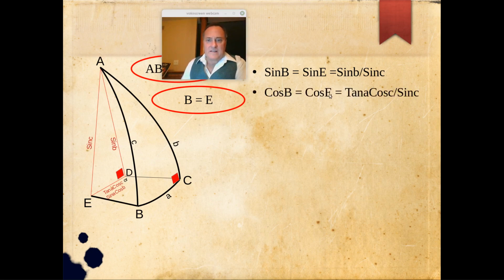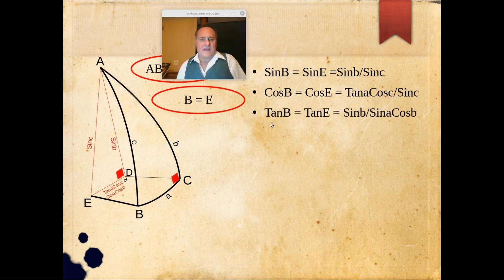And we get that the cosine of B must be equal to the cosine of E, since B and E are the same, it says right here. And so to find the cosine of E, we take the base over the hypotenuse. And since the hypotenuse here is couched in terms of C, we choose this formula, tangent A cosine C, because it too is couched in terms of C. And so tangent A cosine C divided by sine C is the base over the hypotenuse. Okay.